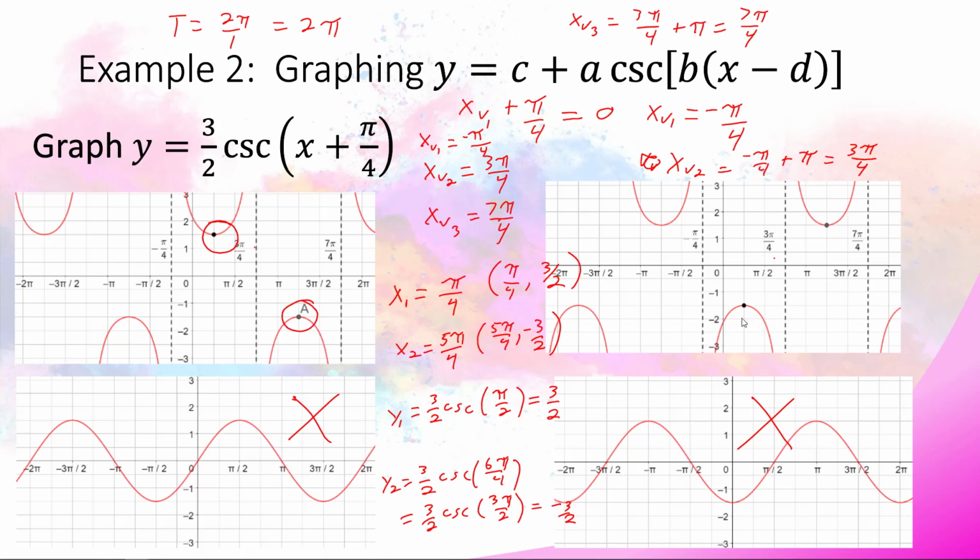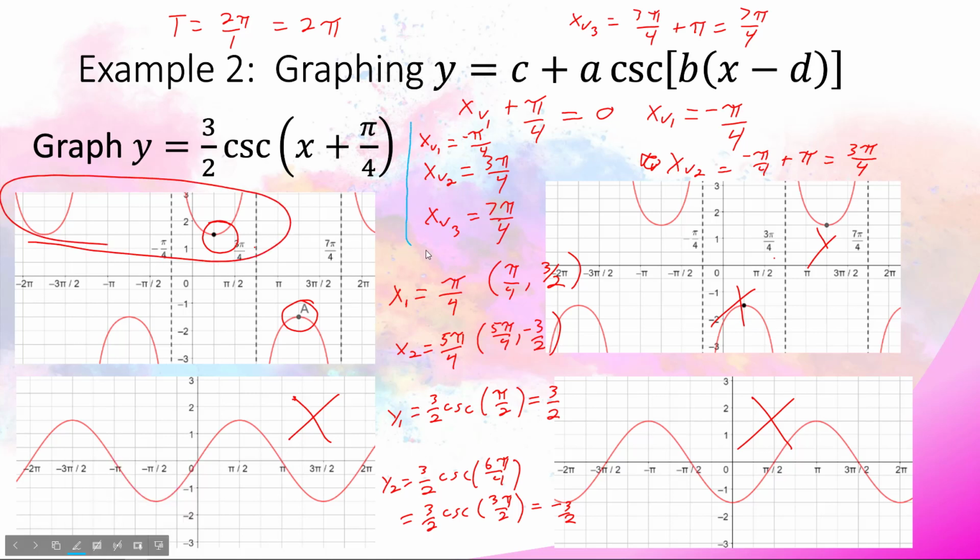Notice here I have pi over 4, -3/2, so this can't work, and neither can that, so this must be the graph. So once again, by computing your asymptotes, then the midpoints, you compute everything that you need to figure out the correct graph.